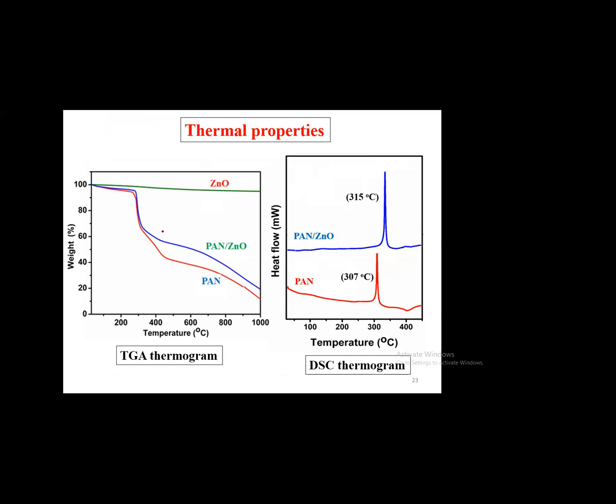Thermal properties. As it is an inorganic material, it is highly thermally stable. When we compare with the PAN, the thermal stability of the PAN nanofiber goes on increasing because of the decoration of the zinc oxide. PAN zinc oxide shows a melting point of 315 degrees centigrade, while PAN shows 307 degrees centigrade. This means thermal stability goes on increasing because of the decoration of the zinc oxide over the surface.